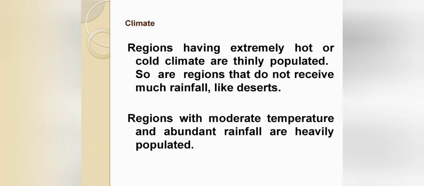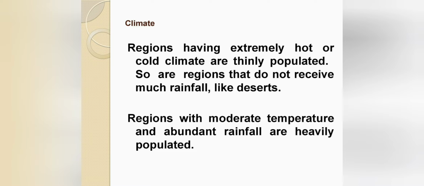So now we have to come to the next physical factor which influences the distribution of population, which is climate. Climate is also responsible for an area being thickly or thinly populated. Regions having extremely hot or cold climates are thinly populated. So are the regions that do not receive much rainfall, like deserts. We can see examples of areas with a very cold climate. We can take the example of Antarctica, which is a frozen continent. There are no human inhabitants there.